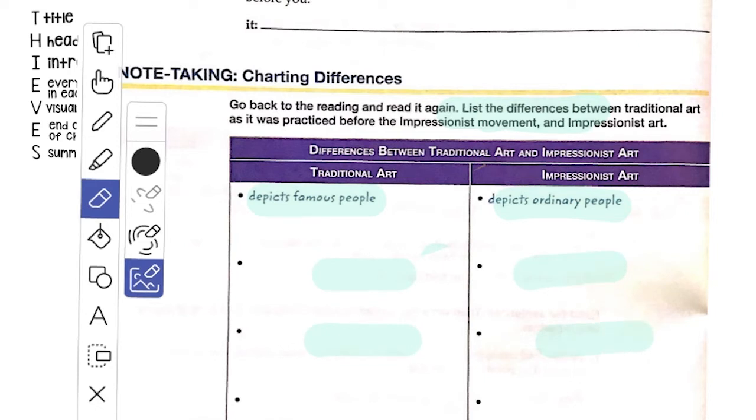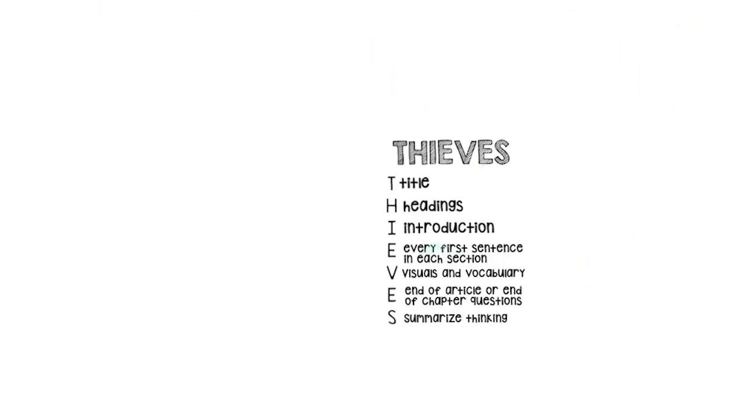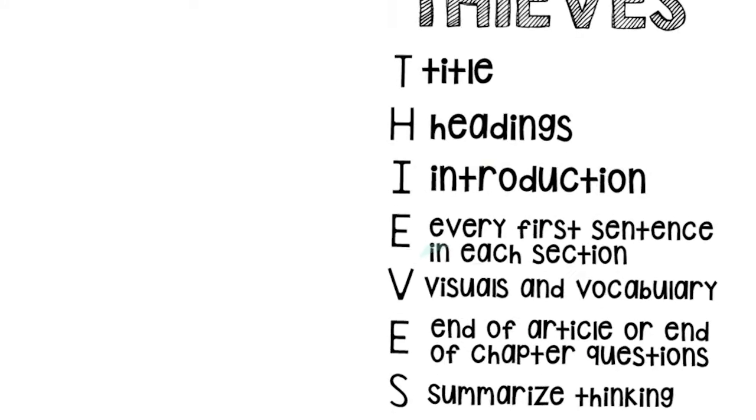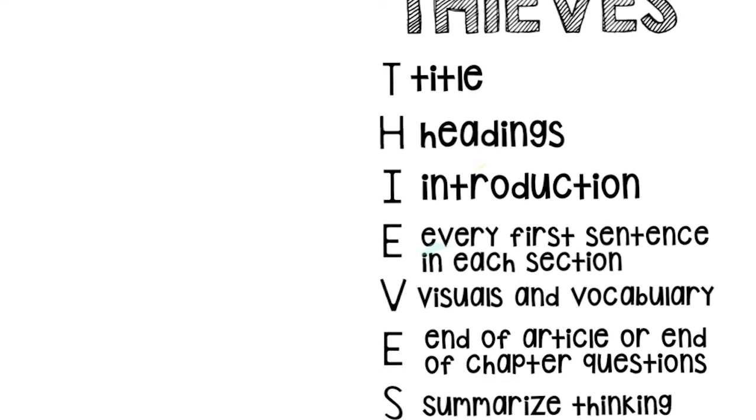So that is Thieves. The idea is that if you can take knowledge from the reading before you even read it, you are the thief. You are stealing knowledge and you're saving yourself time. I hope that helps. And remember, if you're using SQ3R, all of these steps are just the S, the survey part.